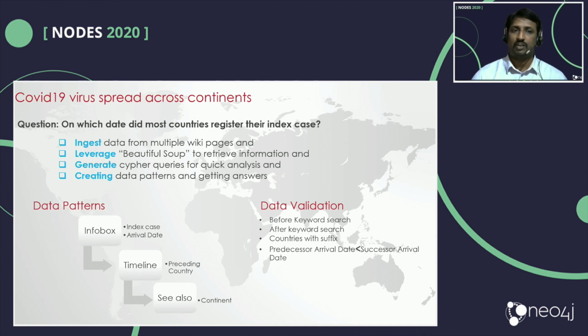Now let's see our first case: the COVID-19 virus spread across the continents. So let's start with a question here. On which date did most of the countries register their index case? So the index case is nothing but the first registered case in any specific country.